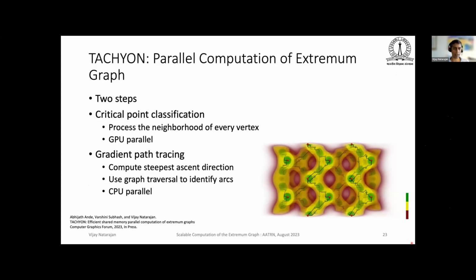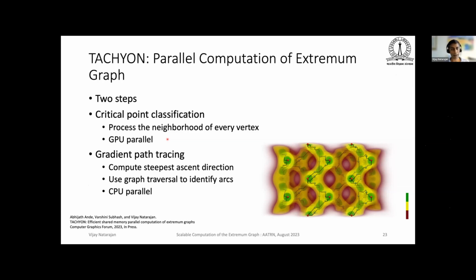The first step essentially locates all the critical points and classifies them. This is pretty much a standard step in the computation of various topological descriptors. But there are some nuances here that allow us to improve the runtime efficiency. I'll talk about that. Critical point classification essentially requires us to process the neighborhood of every vertex, and we process these neighborhoods in a manner that is amenable to parallel computation on the GPU.